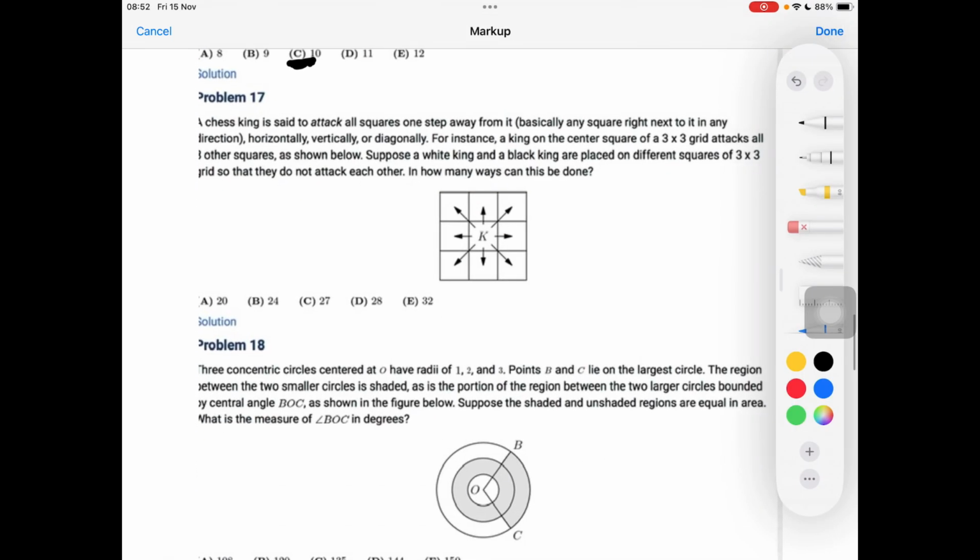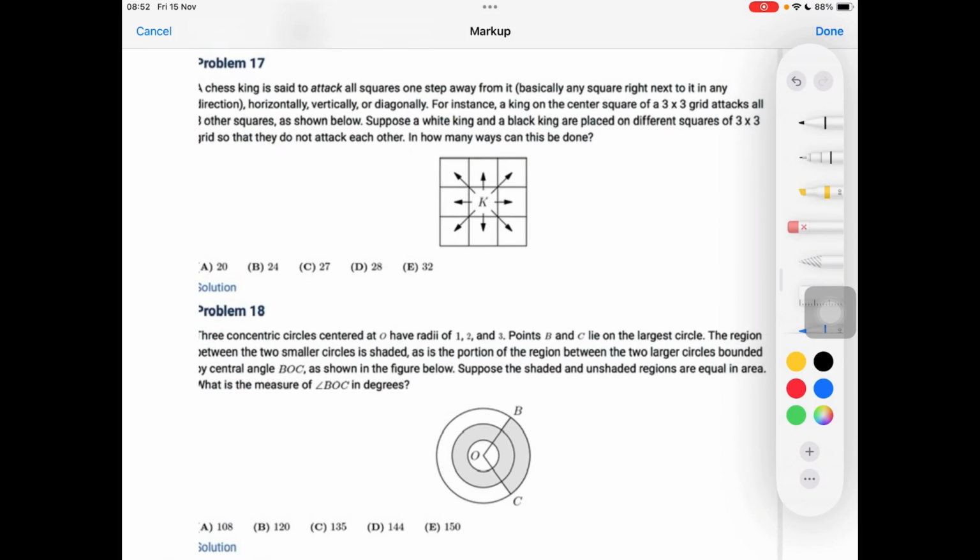17. A chess king is said to attack all squares 1 step away from it. Okay. So suppose white and black kings are placed on different squares of a 3 by 3. So among here, one square has the white king and another one has the black king, so that they do not attack each other. So for example, white one here and black one here, they cannot attack for the next turn. So which means they need to be away.